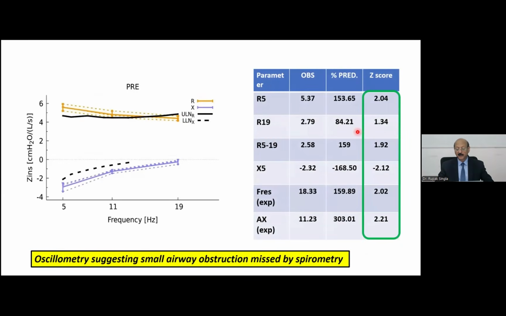Even if you look at the values, R5 is more than 1.645, R5 minus R19 is also increased, but R19 is normal. And these parameters, X5 and FRS, are also increased. So this oscillometry is suggesting small airway obstruction, which would have been missed by spirometry if we did not do the oscillometry.